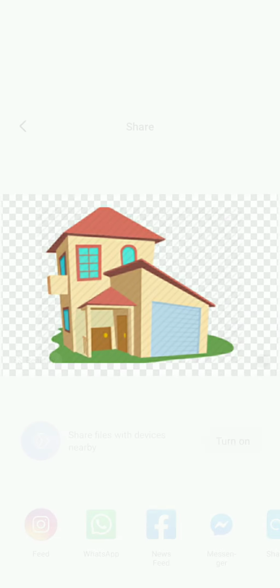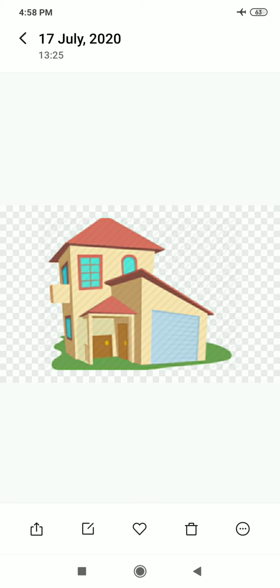Today we will discuss more about the types of houses. As you can see in this picture, this is a house. Can you name the type of this house? If I ask you, is it a Kacha house or a Pakka house? What type of house is it? Yes, it is a Pakka house. And Pakka houses, as you can see, are beautiful as well as strong.